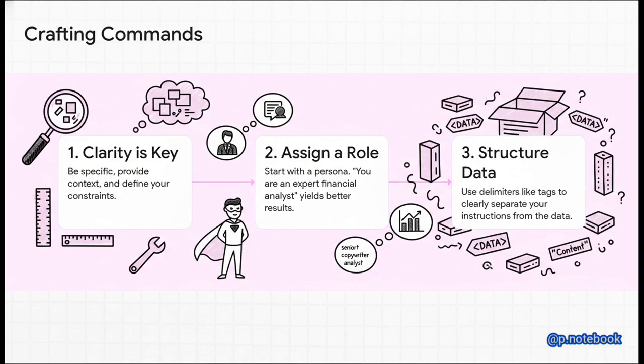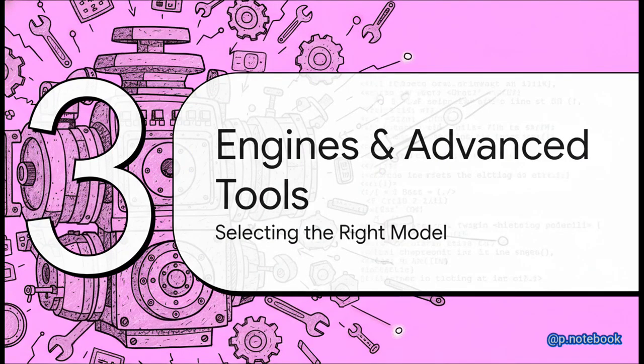1, clarity is absolutely key. Be specific, give it context, tell it what not to do. 2, assign it a role. Tell the AI who you want it to be. Start with, you are an expert marketer, or you are a senior software developer. And 3, structure your data. Use things like quotes or tags to clearly separate your instructions from the actual content you want it to work with. Now that you know how to talk the talk, let's head down to the engine room.